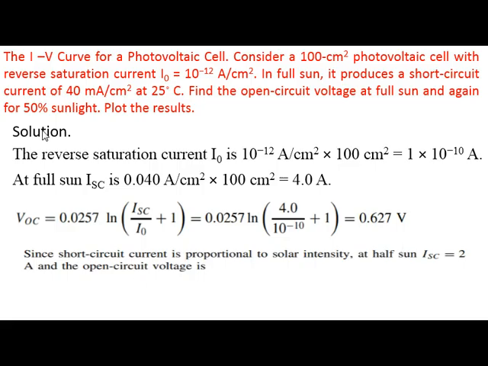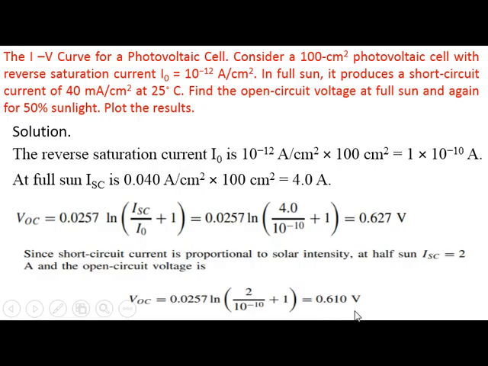The short circuit current is proportional to solar intensity. So when the sunlight is reduced to 50%, the short circuit current is also reduced by 50%. The original short circuit current is 4 amps, so it is now reduced to 2 amps. So what is the open circuit voltage? In terms of 2 divided by 10 power minus 10, plus 1, we get 0.610 volt. So this is the difference between daytime and evening time.